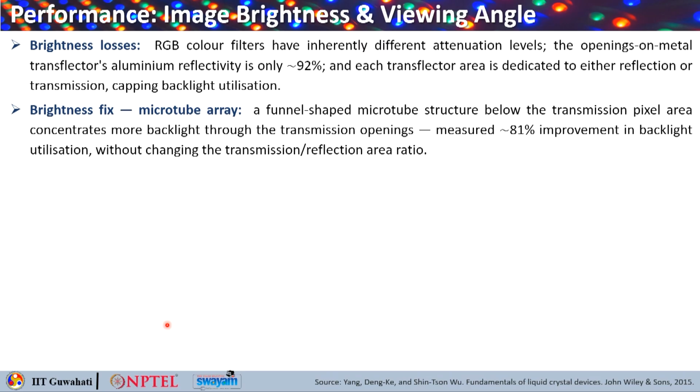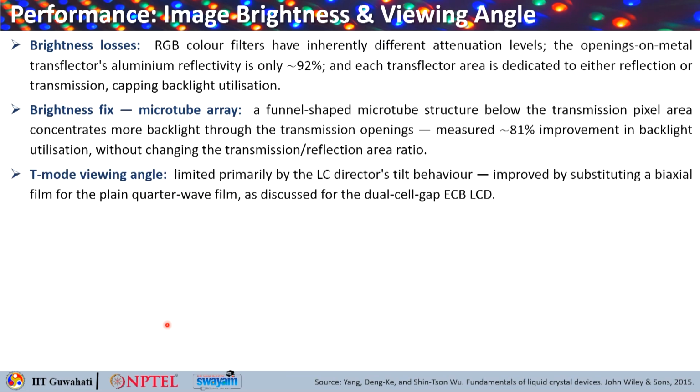You can use a micro tube array. These are basically funnel shaped micro tube structures below the transmission pixel area that can concentrate more backlight through the transmission openings, and they have actually shown 81% improvement in the backlight utilization without changing the transmission and reflection area ratio. The second important point is the transmission mode viewing angle.